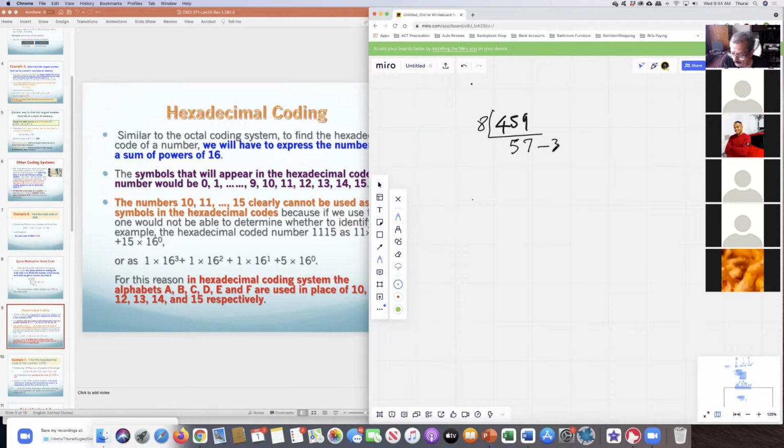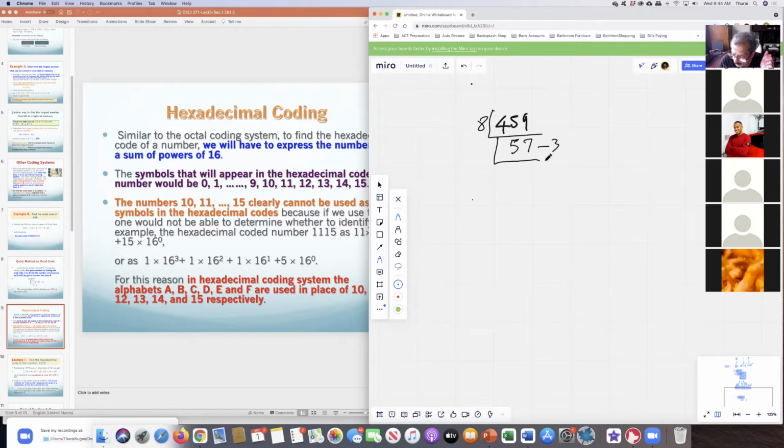So subtract that from 459, that tells you 3 is the remainder. So that means 57 times 8 plus 3 will be 459. That's what this expression means right now. Okay, 57 times 8 plus 3 is 459. So that's how I find the remainder.